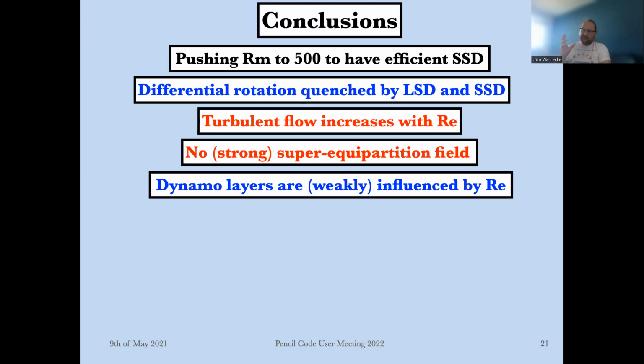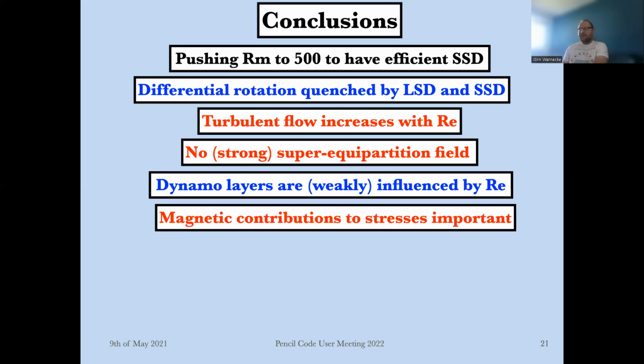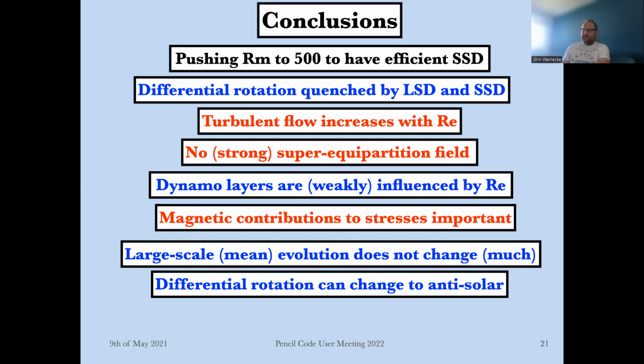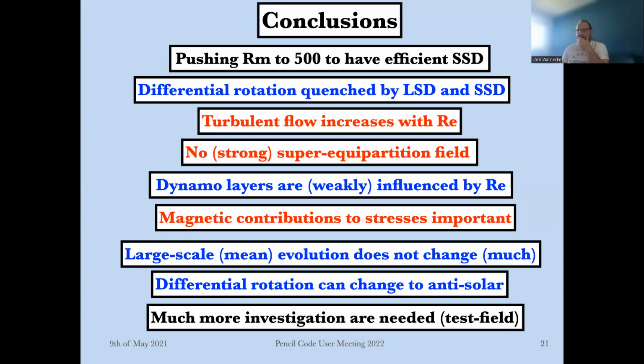We see that the dynamo layers, so the Deardorff layer and such, are a bit influenced, but not really strongly, by increasing the Reynolds number. Very important, the magnetic contribution to the stresses plays an important role. And somewhat surprisingly, the large-scale mean magnetic field evolution does not change much when you increase the Reynolds number. And as I said, locally you can actually have the differential rotation change from solar-like to anti-solar.